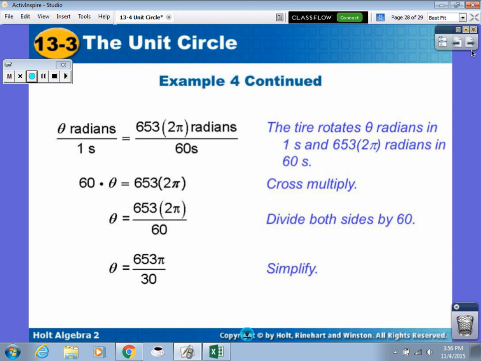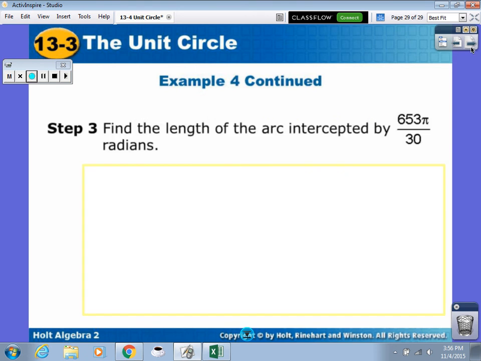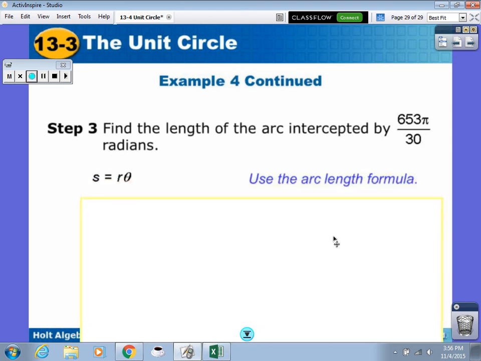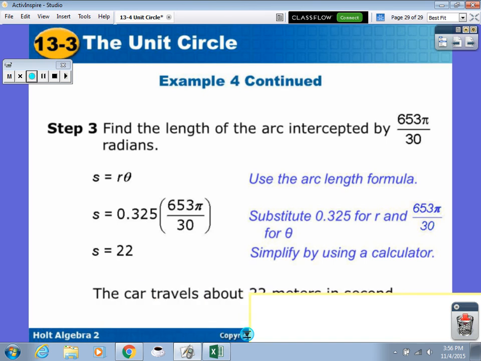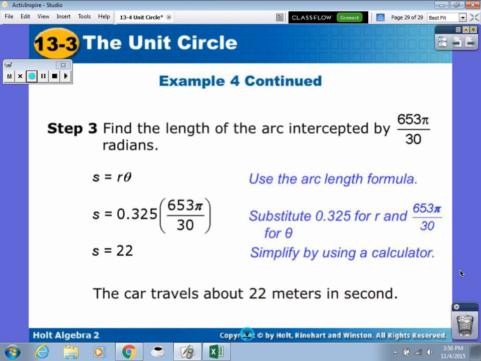Moving on to the next page, we're going to take that angle theta and put it into our formula to figure out the length of the arc. Our first step is to understand the formula, then substitute the values. Radius, or r, we figured out was 0.325, and then our theta is 653 pi over 30, and we end up simplifying to 22 meters in a second is what the car travels.